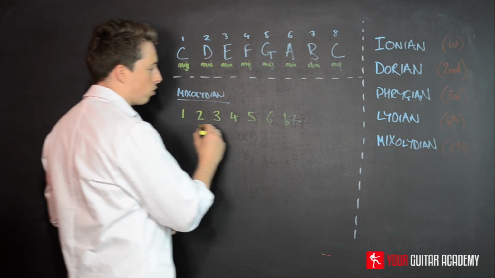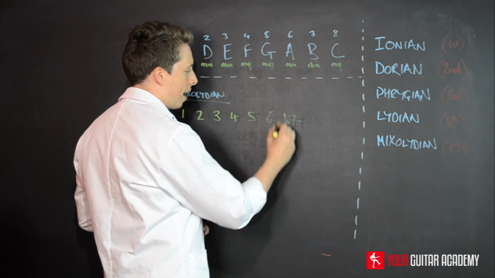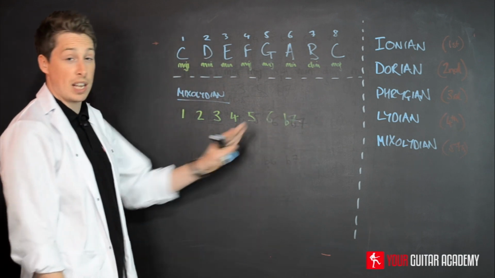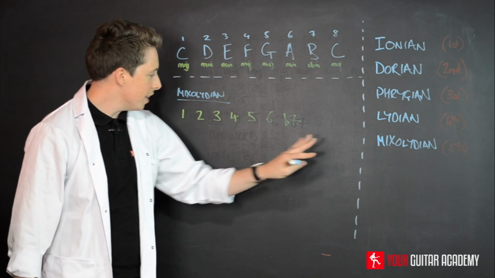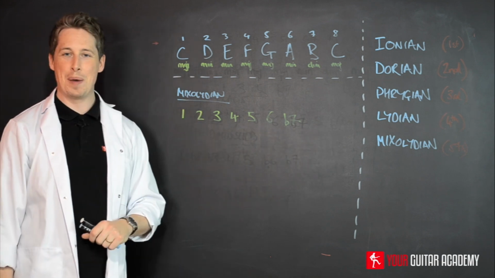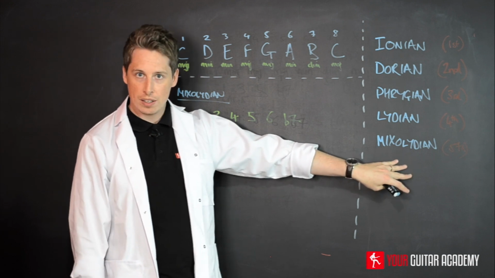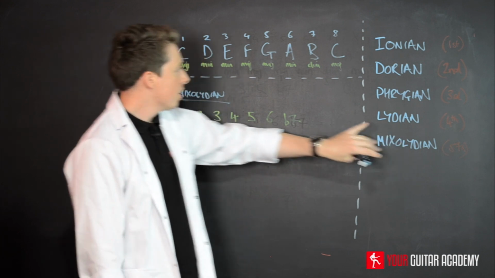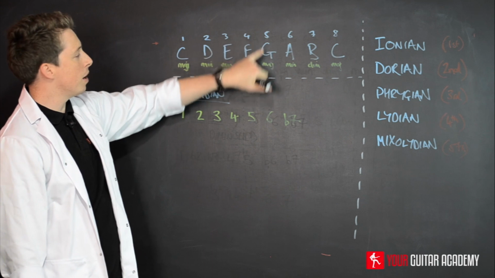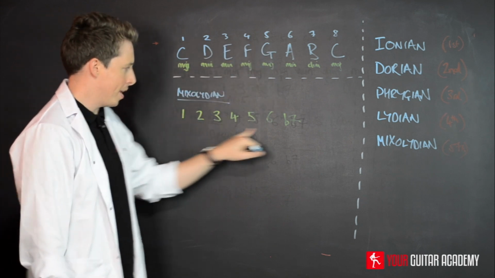For now, you just need to remember that the Mixolydian formula has got a flattened 7th instead of a 7th, and that is what you need to remember. So, good luck with that. Get the name down as well. So just to recap, Mixolydian, the 5th degree, so the 5th mode, it's a major mode, and there's the formula.